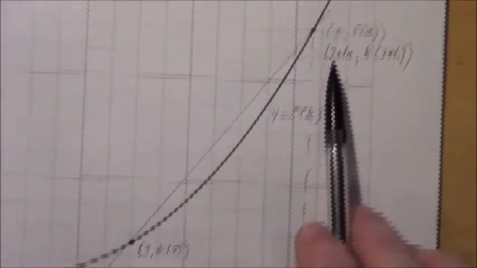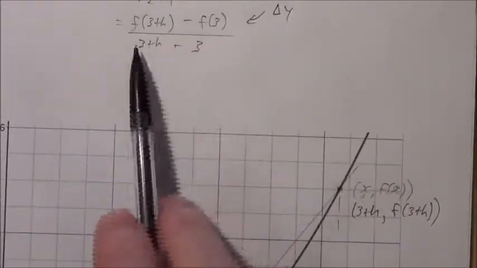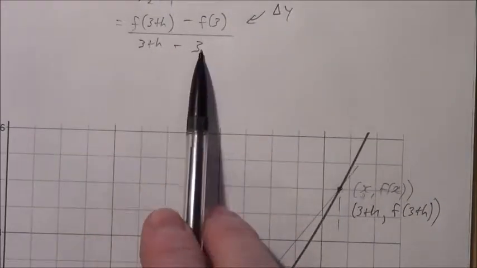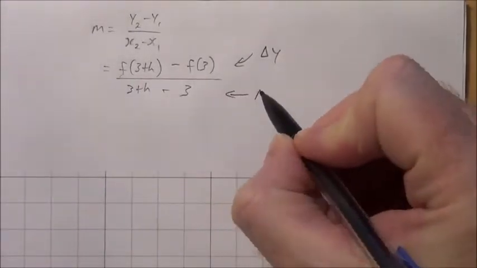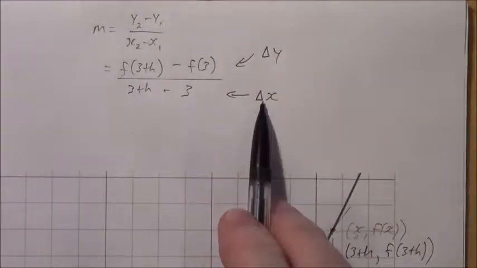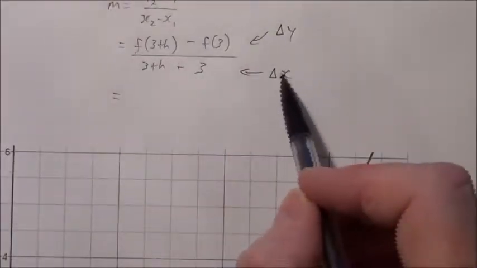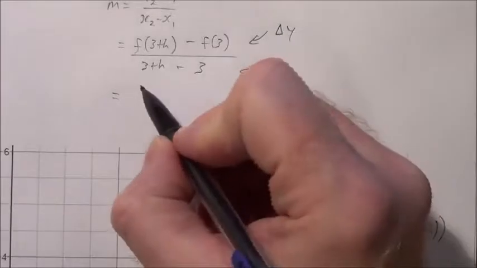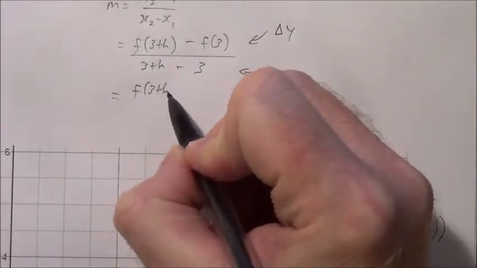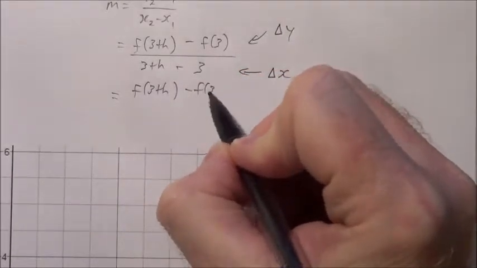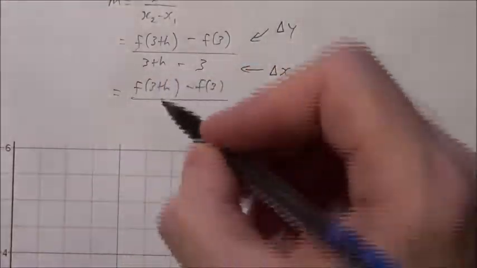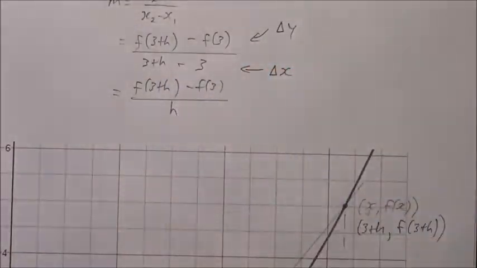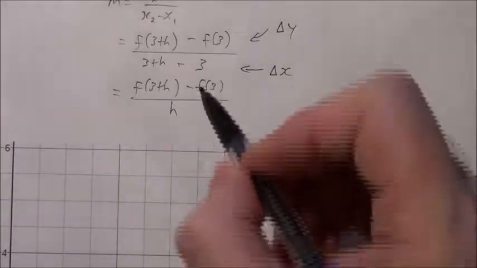I can simplify this denominator quite easily: 3 plus h minus 3 is the delta x. So the numerator is f of 3 plus h minus f of 3, and now that we simplify the denominator, that's all over h.